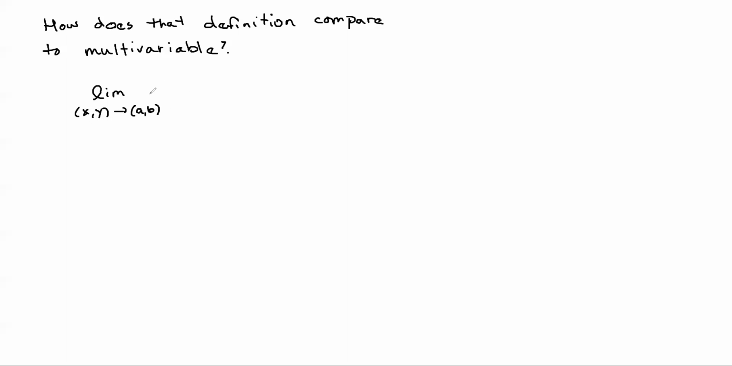And then we have f of (x,y), and that gives us a single output, so it's going to approach a single value. If you were to write it out in the lingo from Calc 1, we'd say as (x,y) approaches (a,b), f of (x,y) approaches L.